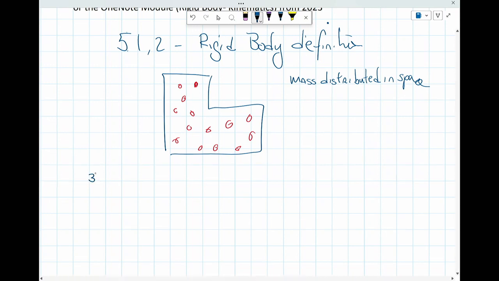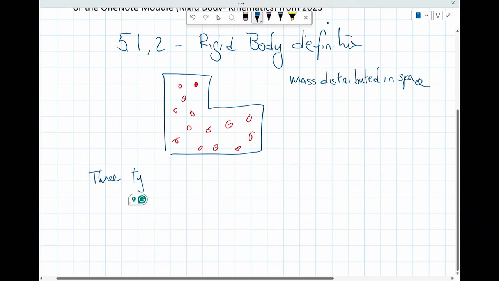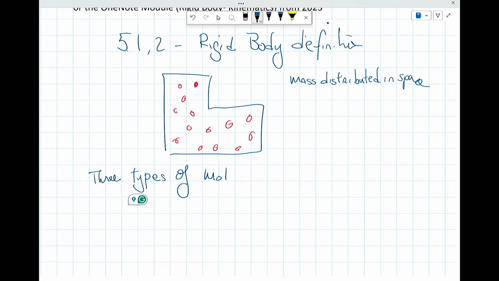Where it gets a little bit weird is when we start talking about the three different types of motion.